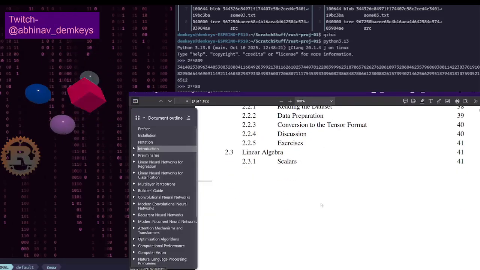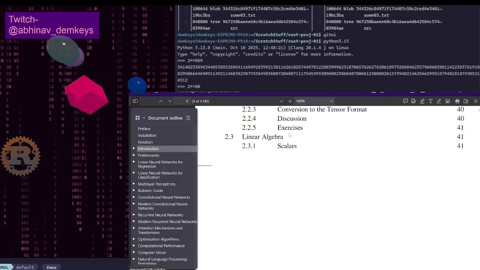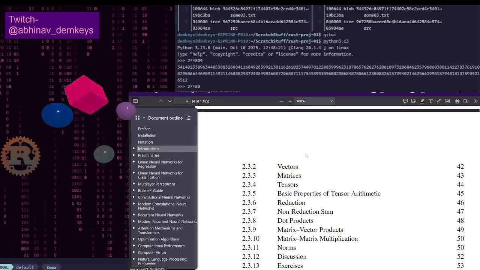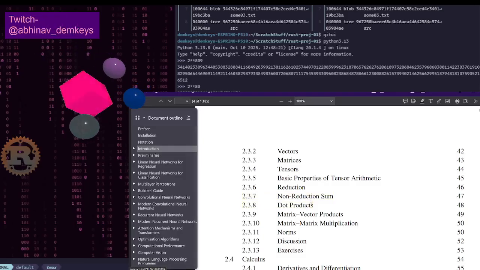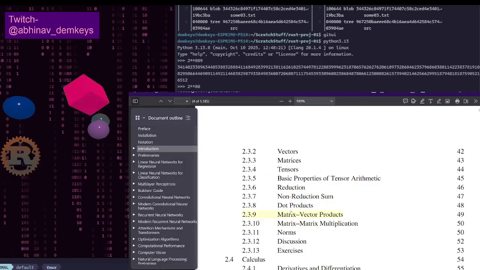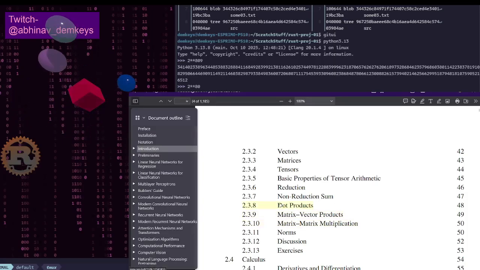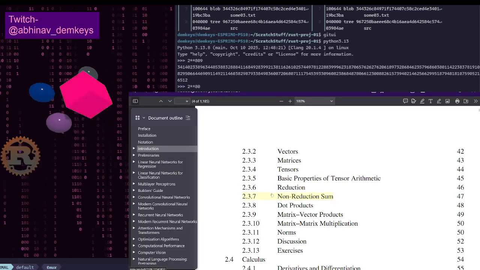Then linear algebra. It goes into concepts of linear algebra as well. Stuff like scalars, vectors, matrices, tensors, basic properties of tensor arithmetic, and various other things. Actually, not just tensor related, it's more linear algebra related, because stuff like dot products, matrix products, matrix multiplication. What are matrix-vector products? I need to look into that. But yeah, matrix multiplication, and I have to look into what reduction is as well. But yeah, it covers these topics.